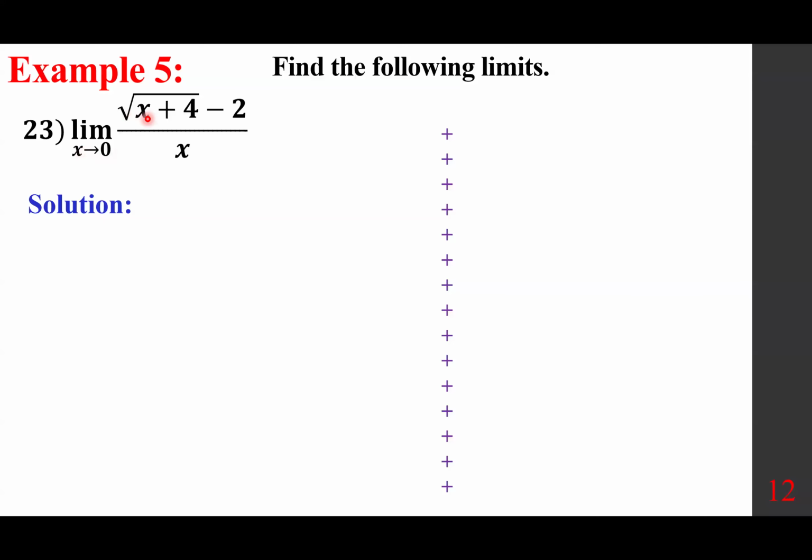The limit of the square root of x plus 4, minus 2, over x, as x approaches 0. And we are going to look at the solution by algebraic method, class. Okay. The very first step is to plug in. Notice if I put 0 here, I get 4. Square root of that is 2. 2 minus 2 is 0. This is 0. 0 over 0 is an example of a case which is indeterminate.